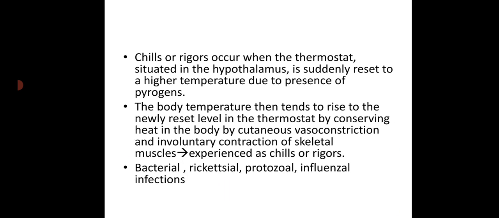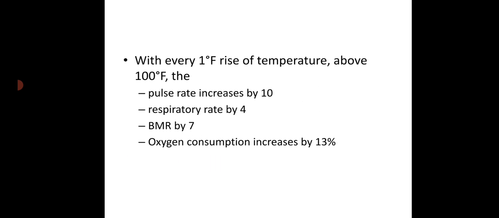Chills or rigors occur when the thermostat situated in the hypothalamus is suddenly reset to a higher temperature due to the presence of pyrogens. The body temperature then tends to rise to the newly reset level in the thermostat by conserving heat in the body by cutaneous vasoconstriction and involuntary contraction of skeletal muscles, experienced as chills or rigors, that occurs in bacterial, rickettsial, protozoal, influenzal infections.